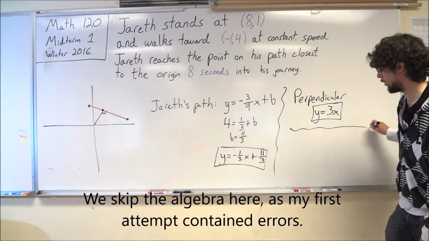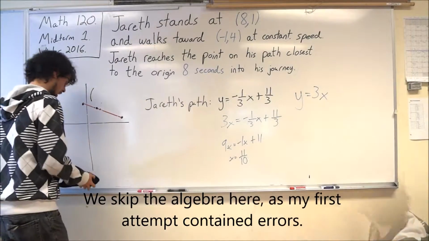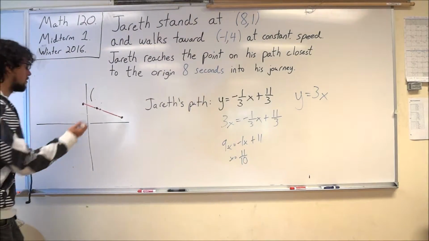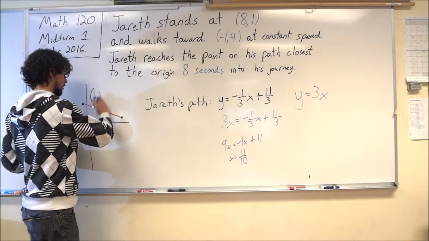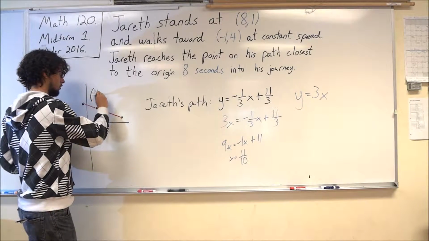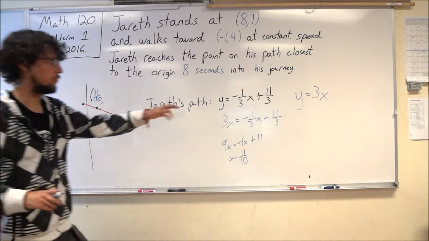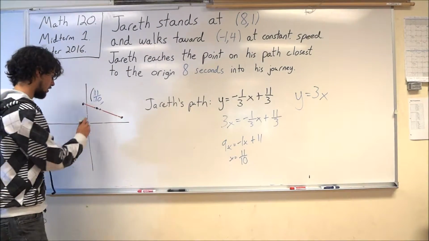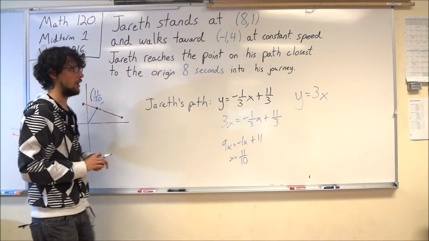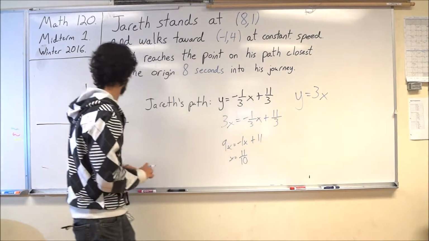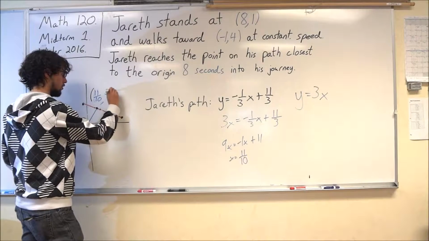So what do we get when we go ahead and substitute this in? X is going to be 11/10. This point is definitely on this perpendicular, so we have y equals 3x, so the y coordinate is 33/10.